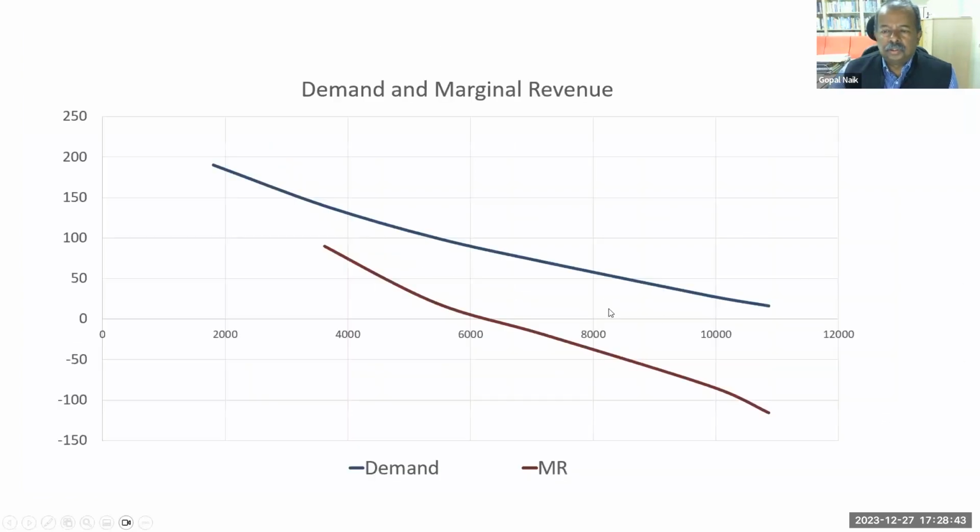Okay, so this is what the demand is. You have price here. And these are the quantities, and this is how the demand looks. This is the marginal revenue curve. And yesterday we did discuss the marginal revenue curve, and this is how it looks, the relationship between the demand and the marginal revenue.